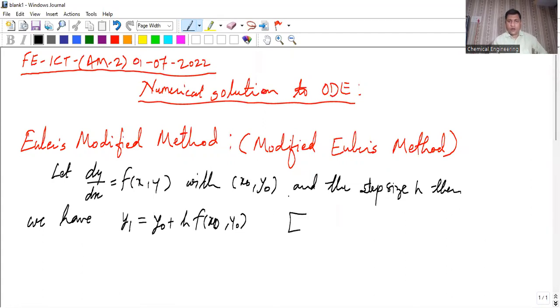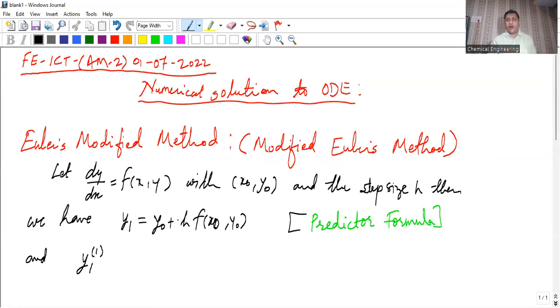Then we have y1 given as y0 plus h times f of x0, y0. This formula is called the predictor formula. Please be careful with the notation. You should not change the notation. It should be written as I am writing it. So it is the first approximation to y1, or the first correction to y1.